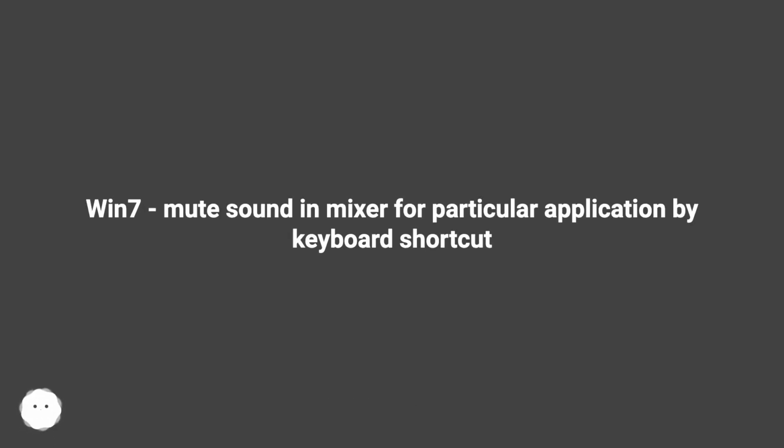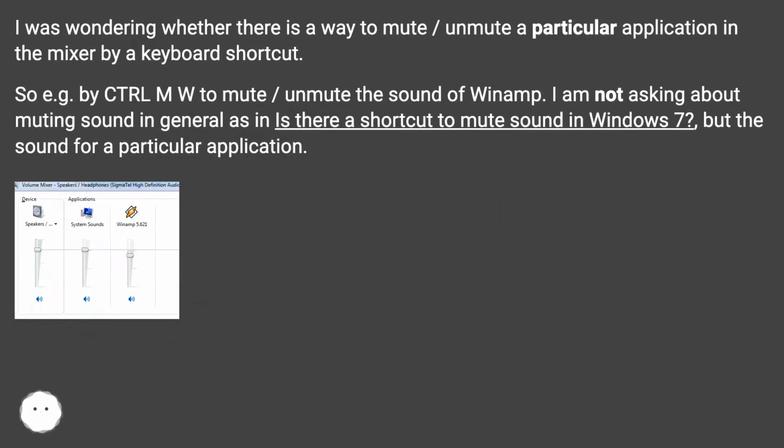Win7 mute sound in mixer for particular application by keyboard shortcut. I was wondering whether there is a way to mute/unmute a particular application in the mixer by a keyboard shortcut. So e.g. by Ctrl+M, W to mute/unmute the sound of Winamp.